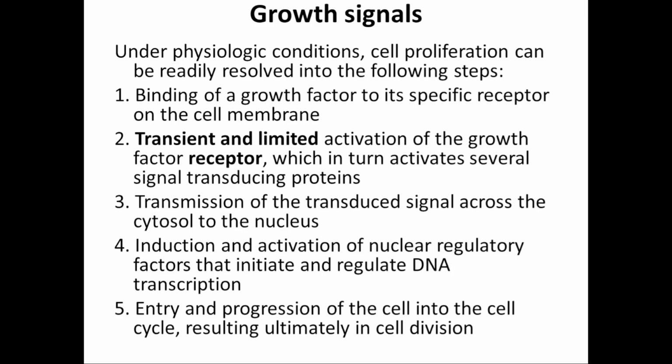Limited activation of the growth factor receptor, which in turn activates several signal-transducing proteins. Then the third step, which we talked about, is signal transduction: transduce the signal across the cytosol to the nucleus, induction and activation of the nuclear regulatory factors that initiate and regulate DNA transcription and the entry and progression of the cell into the cell cycle, resulting ultimately in cell division. So this is under normal conditions. It is dependent on binding of a growth factor, then transient and limited activation, signal transduction, activation of the nuclear regulatory proteins for DNA replication, and then division of the cell. Then again, it has to be transient and limited.